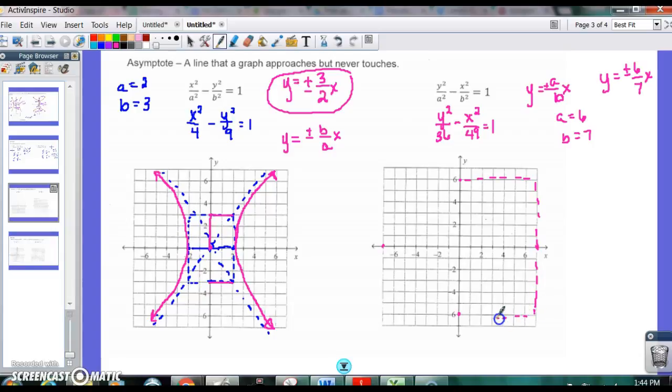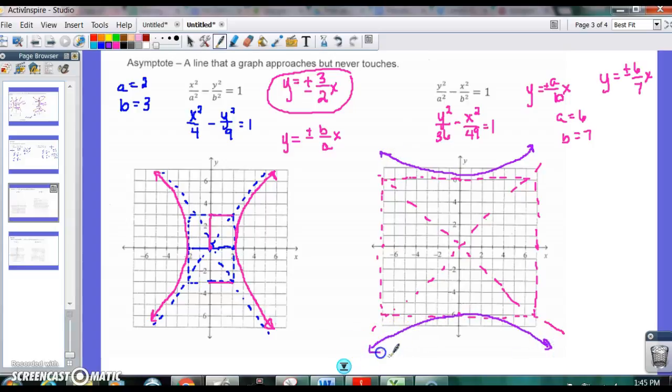and my box is a little sloppy, but there would be your box. You would draw in your asymptotes this way and this way, and your graph itself, because it's a vertical one, it would end up going like this. And then down here would go like that.